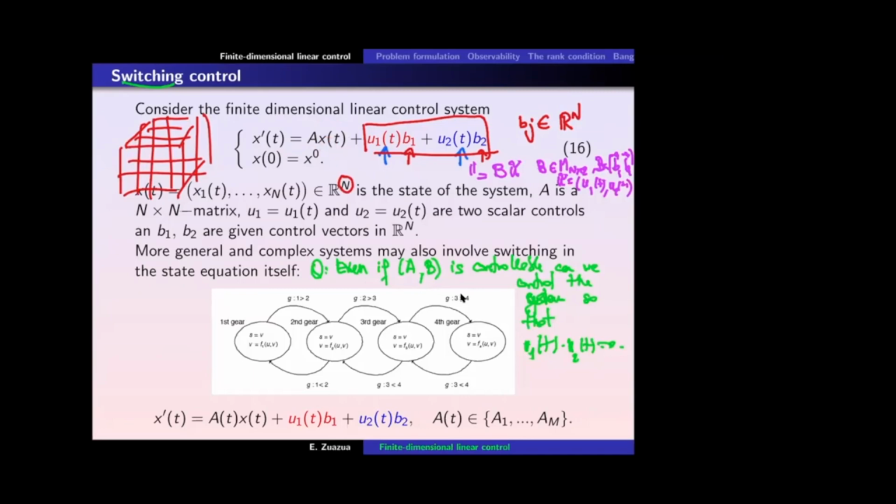But I insist this is a simplified model, because in many applications, whenever you act with one controller or the other, you should also jump on the operator A. And this is a much more complicated case, because then the action of the control on the system is nonlinear, right?